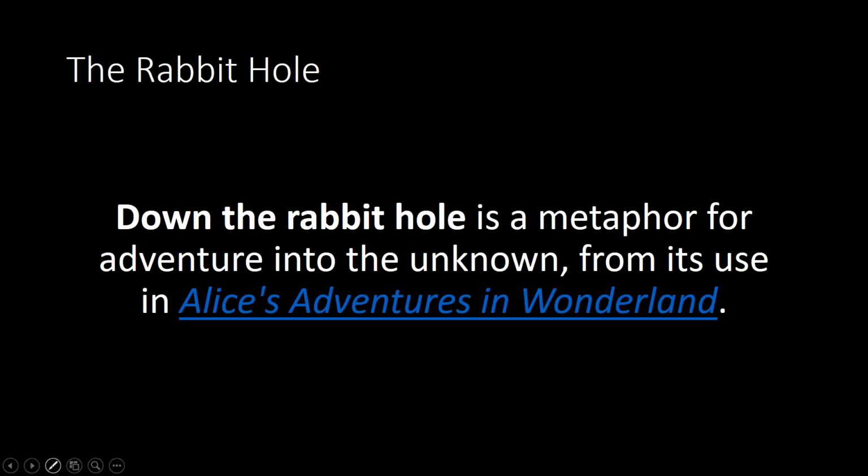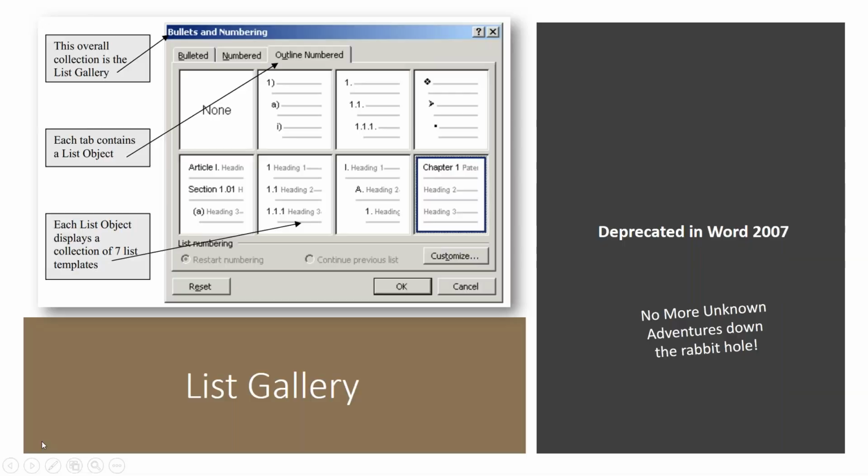And of course, that rabbit hole is a metaphor for the phrase inside of Alice's Adventures in Wonderland, essentially an adventure into the unknown. And this was essentially what it looked like. This was the list gallery we had to go through. And fortunately, all of you know, it was deprecated out of the application in Word 2007 for every good reason, for every good or bad problem it caused. So we had no more unknown adventures down the rabbit hole as a result.